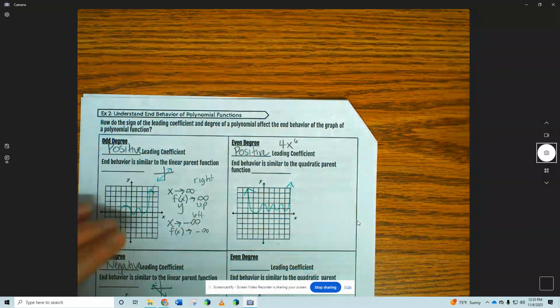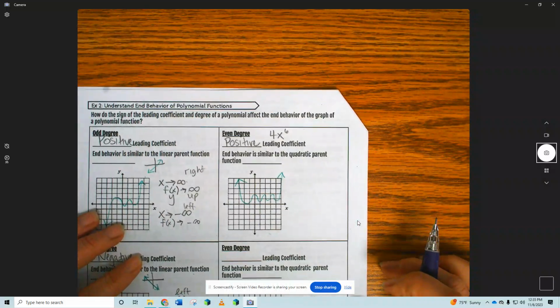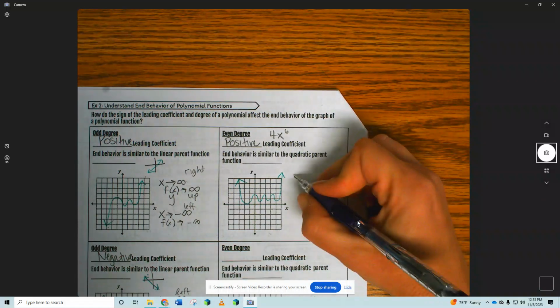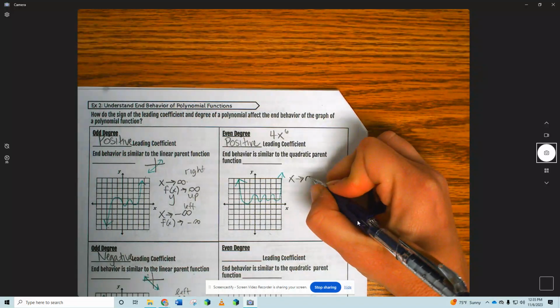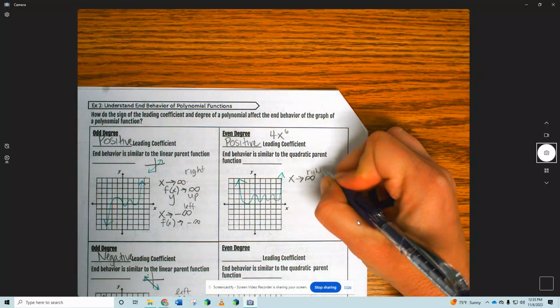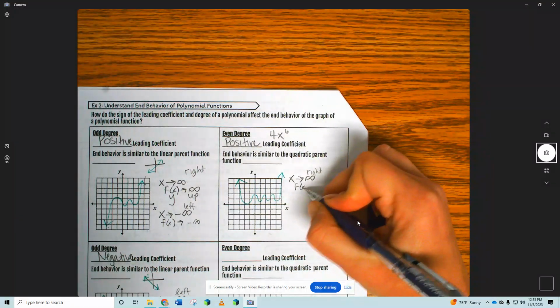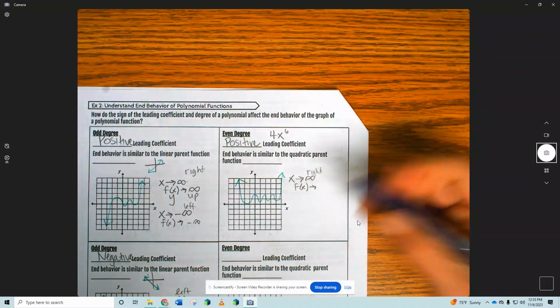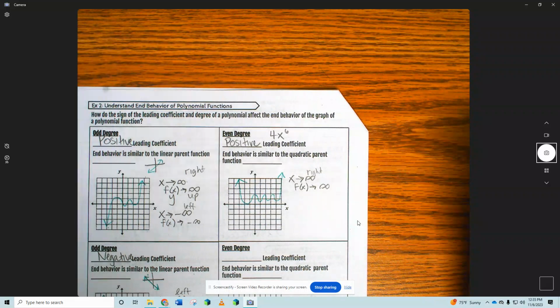But the point is that my end behavior is always going to go up for my y's. My y's go up, up, up, up. As x goes to the right, positive infinity, y, f of x, goes where? As x goes to the right, where does y go? Up. Also positive infinity. That's up.